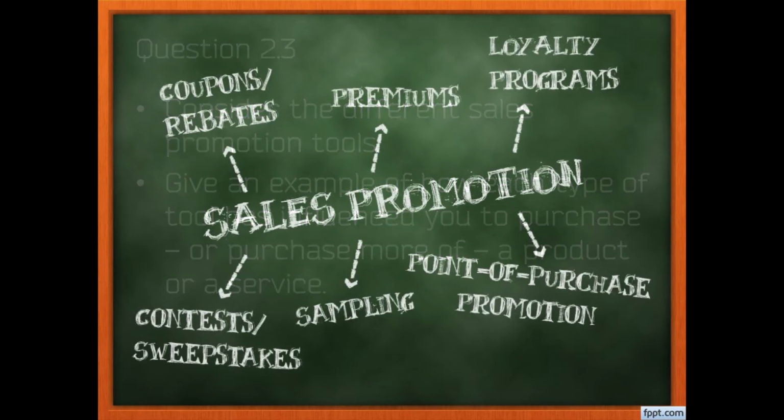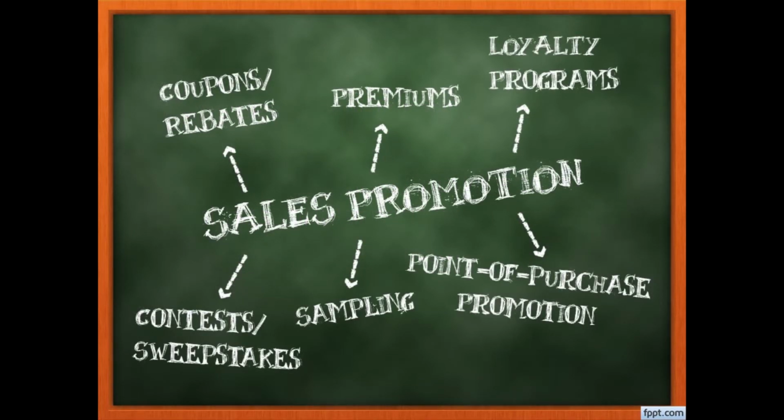Sales promotion tools can be broadly classified into 6 main types, which are coupons and rebates, premiums, loyalty marketing programs, contests and sweepstakes, sampling, and last but not least, point of purchase promotion. So, the task is to give an example of how each tool has helped me to purchase or purchase more of a product or service. As this is a highly personal choice, let me try to suggest examples that hopefully all of us will be able to link to.